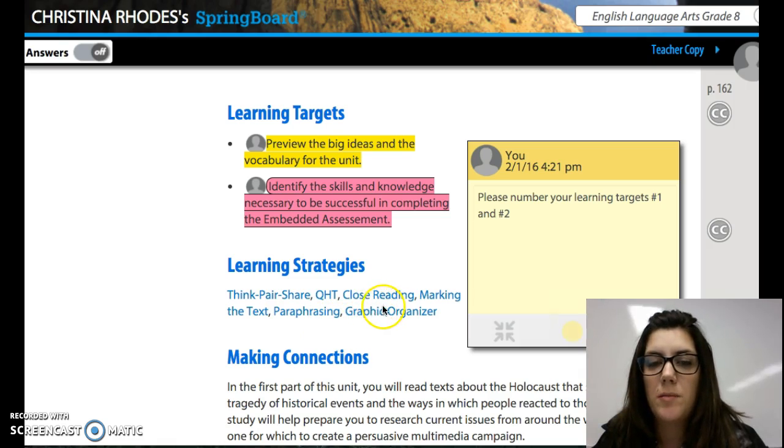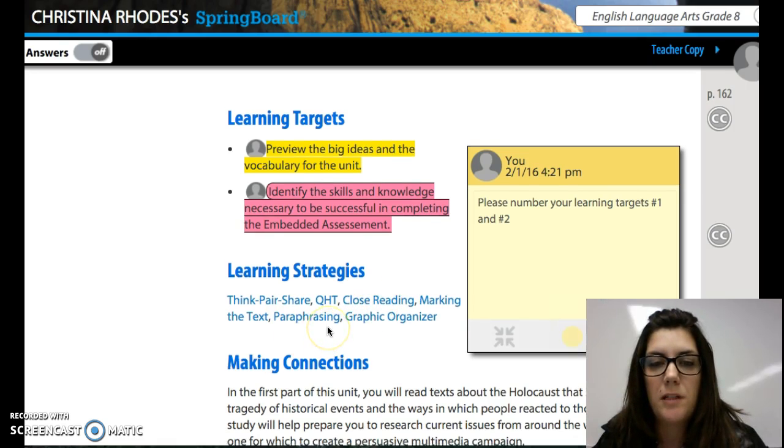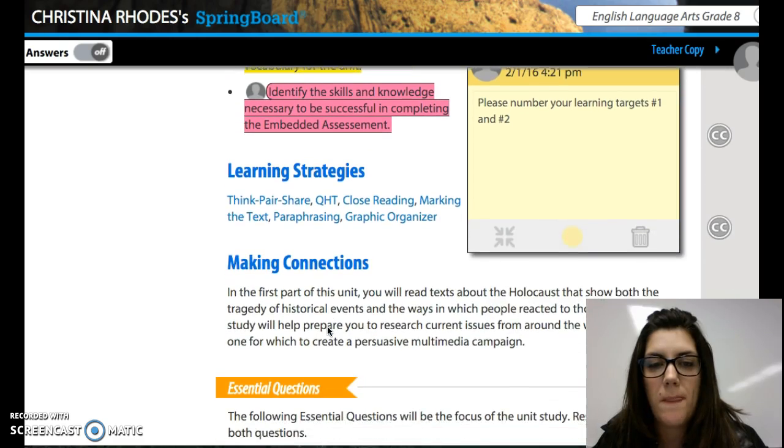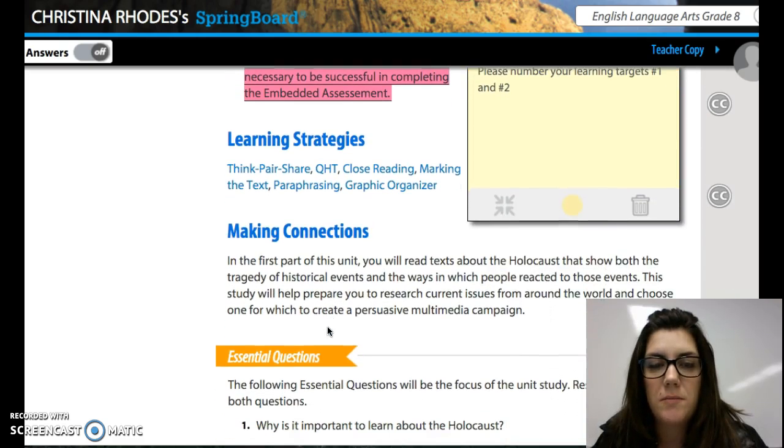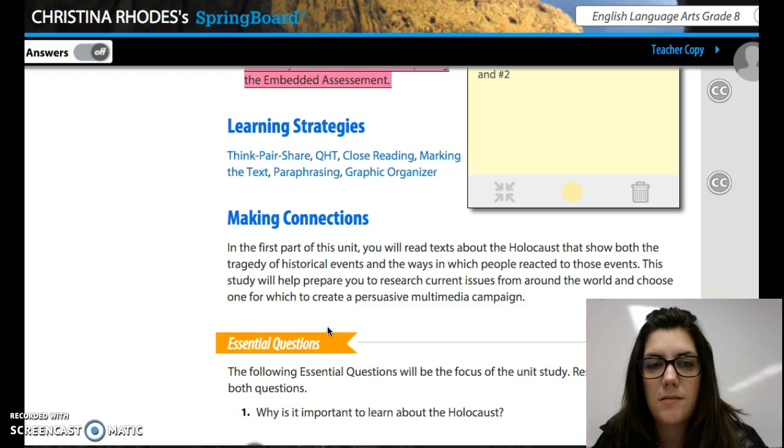Close reading, we'll be doing that. Marking the text, paraphrasing it in graphic organizers. Making connections. Please put your finger on making connections. It says, in the first part of the unit, you will read texts about the Holocaust that show both the tragedy of historical events and the ways in which people reacted to those events.